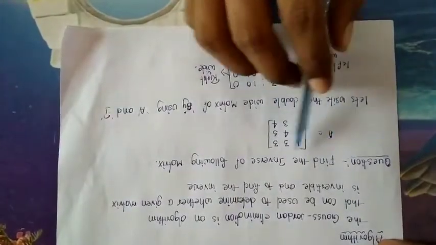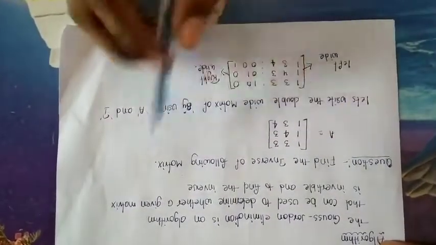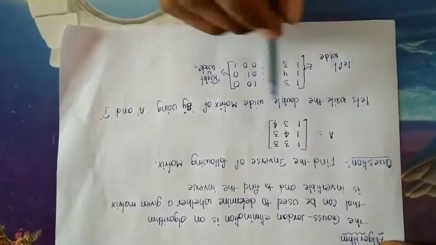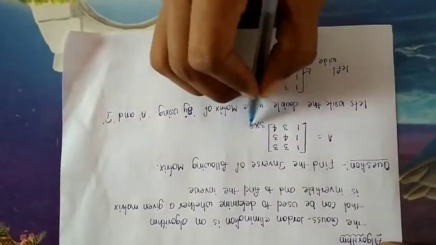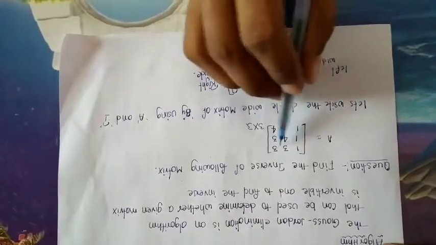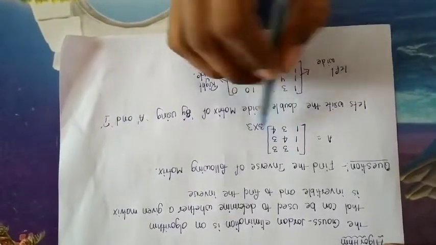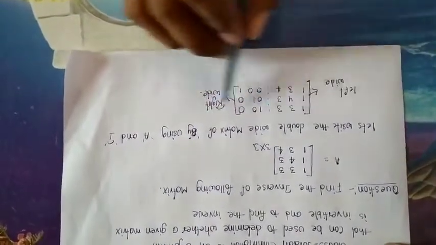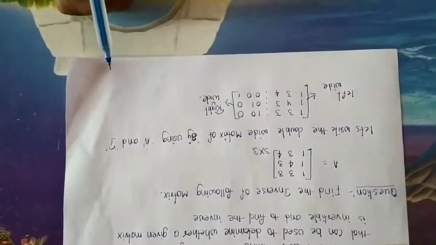I consider the question: find the inverse of the following matrix. Here the matrix is of size 3 by 3 and the matrix is 1, 2, 1, 3, 3, 1, 4, 3 and 1, 3, 4. Let's write the double wide matrix using A and the identity.